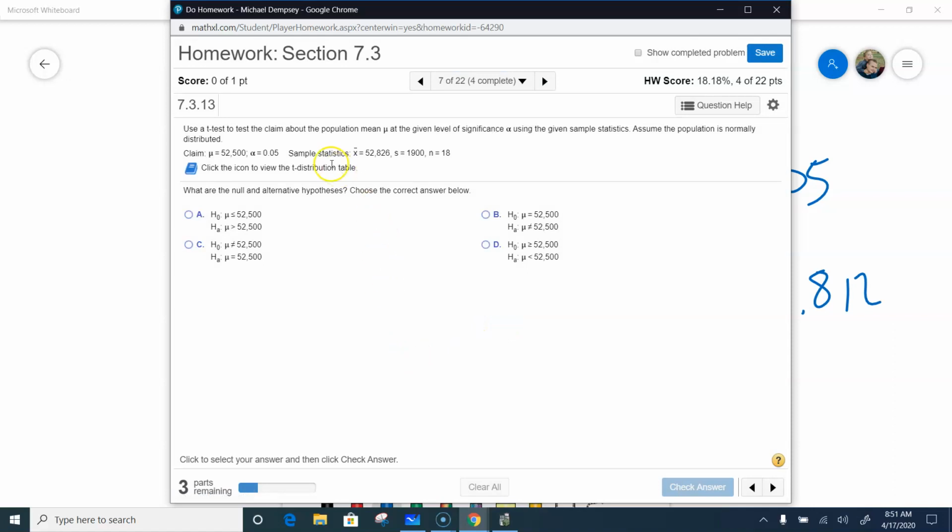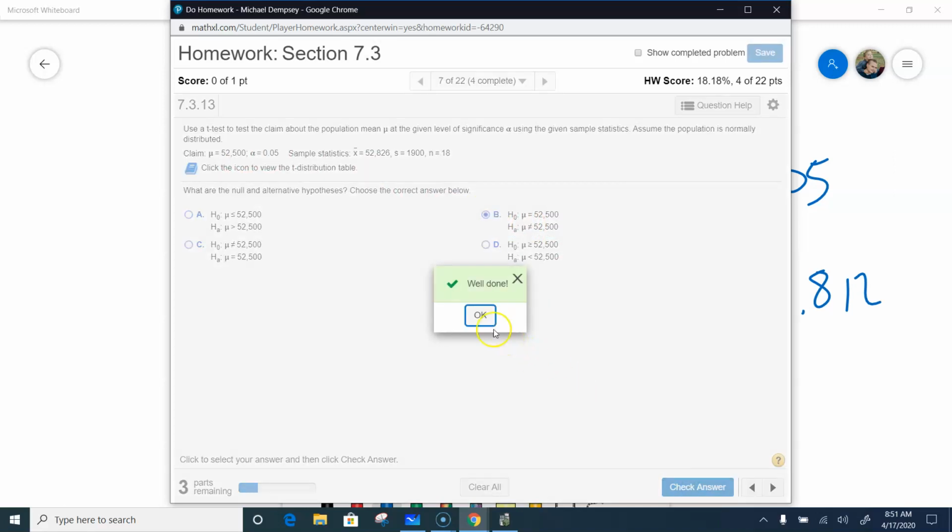Use a t-test to test the claim about the population mean. Assume the population is normally distributed. Again, we don't have to deal with sigma and entering that if we do some of these in StatCrunch, which we will get to eventually. The null hypothesis, the claim, is that mu equals 52,500. So if that's the claim, this has to be a two-tailed test. It makes our lives really easy. Remember, the null hypothesis is always an equal sign, and that's what they're claiming right here. It equals that. So this is a two-tailed test. That's the first piece of the puzzle for us there.